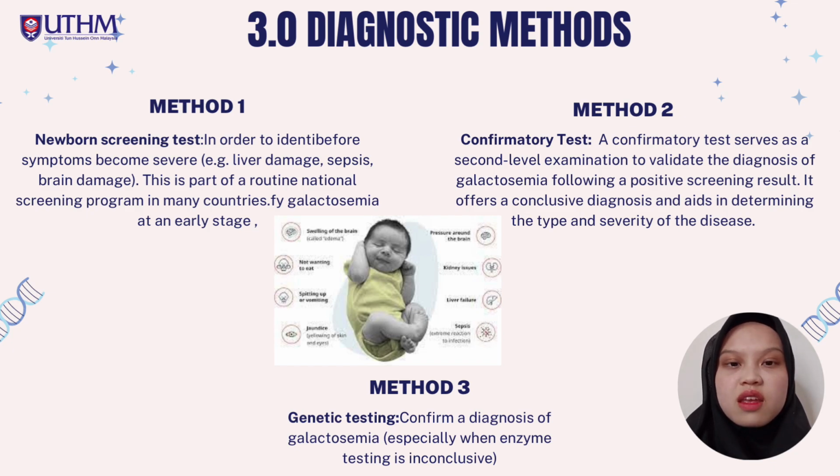This test is done if the screen shows a problem. It confirms the diagnosis and tells how serious the condition is. Method 3 is genetic testing. This test checks the baby's genetics to confirm galactosemia, especially if enzyme results are not clear.